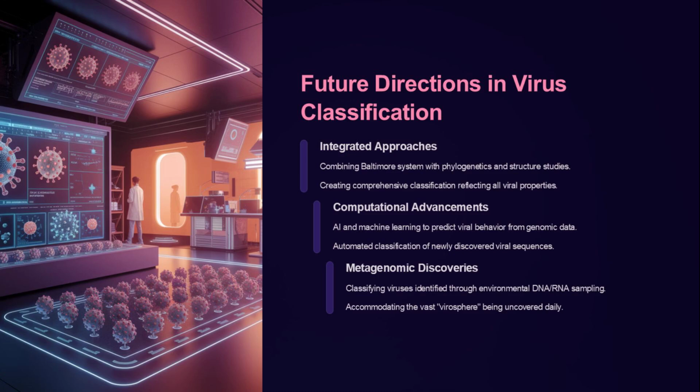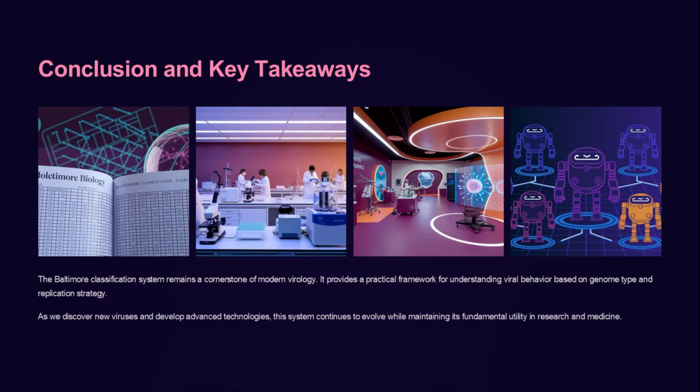The Baltimore Classification System is a foundational framework in virology that categorizes viruses based on their genome type and replication strategy. This system has stood the test of time and remains a crucial tool for understanding viral behavior and informing research and medical applications. As new viruses are discovered and technologies advance, the Baltimore system continues to adapt and evolve while preserving its core principles. In summary, the Baltimore system is an essential cornerstone of modern virology that will continue to guide our understanding of these ubiquitous and often impactful biological entities.